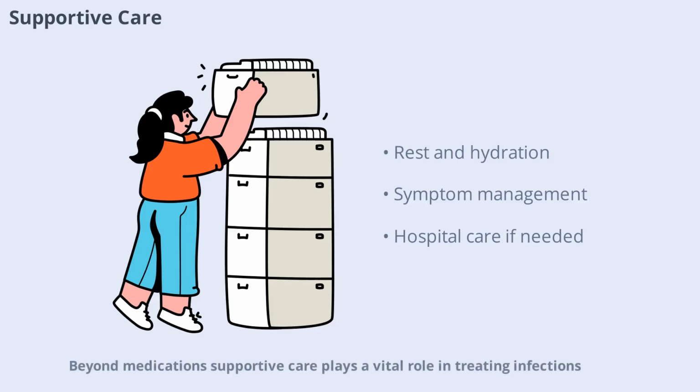Beyond medications, supportive care plays a vital role in treating infections. This includes rest, hydration, nutrition, and managing symptoms like fever or pain. In severe cases, hospitalization may be needed for intravenous fluids, oxygen, or even intensive care. Supportive care helps the body recover and can make a significant difference in the speed and completeness of healing. It's an essential part of any treatment plan, regardless of the type of infection.